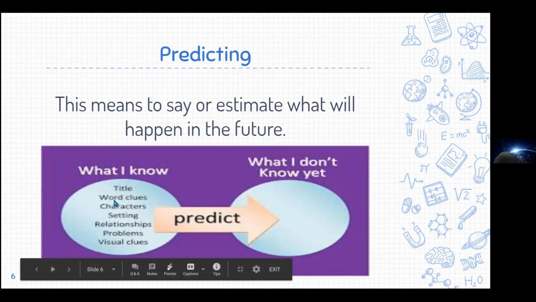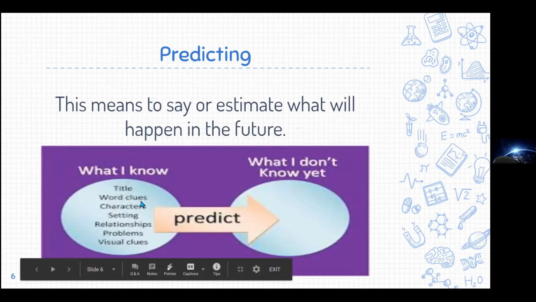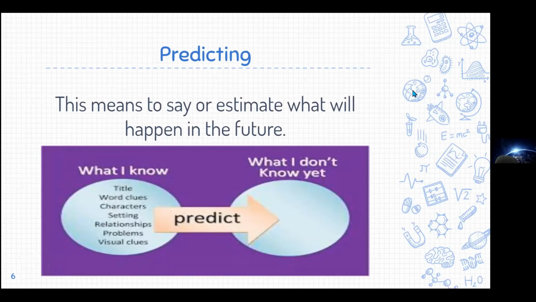From all of these things, you go, well, okay, hold on, I think I know what's going to happen here. I think I'm going to guess what's going to happen. So you predict what's going to happen in the future. Predictions are handy things to do and handy things to know.